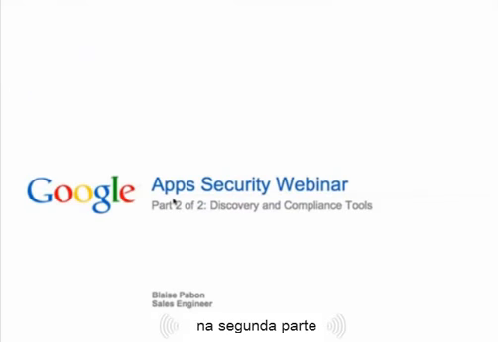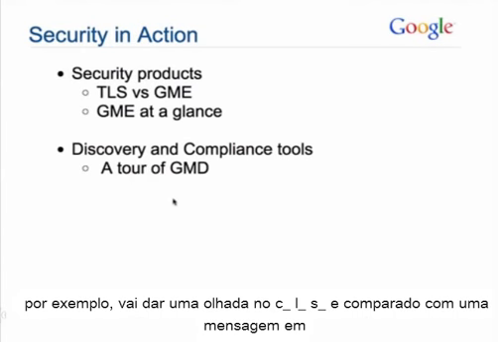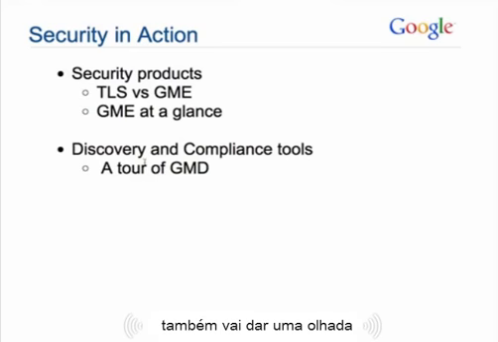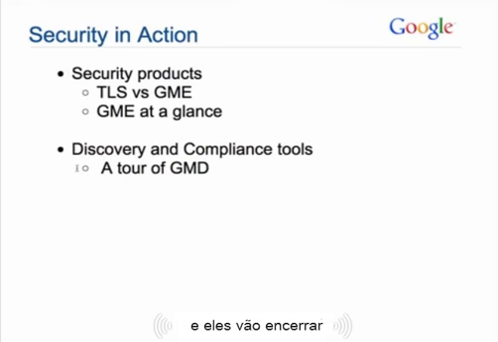Now let's take a look at the second part of this presentation, where we focus on specific examples in particular products. For example, we'll take a look at TLS and compare it to Google Message Encryption. We'll also take a look at Google Message Encryption and its components. And then we'll wrap up with a tour of Google Message Discovery.